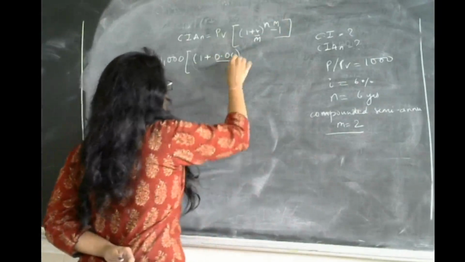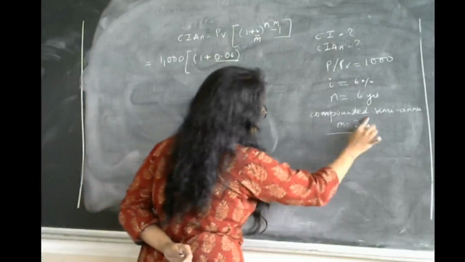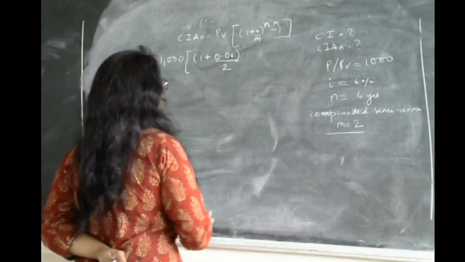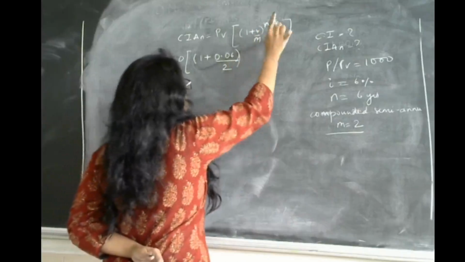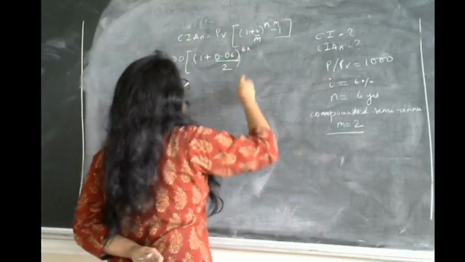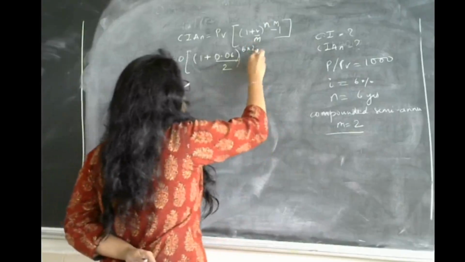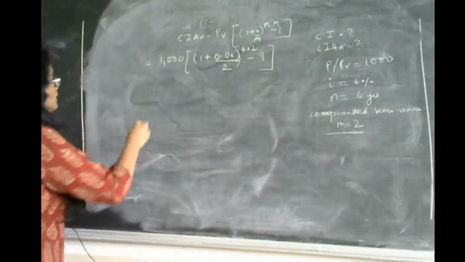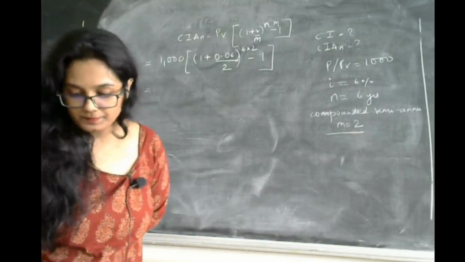So let us divide it by m. What is the value of m? It is 2, since it is compounded semi-annually. The whole is raised to n multiplied by m. N is 6 years, m is 2, minus 1. Now let us solve this problem.